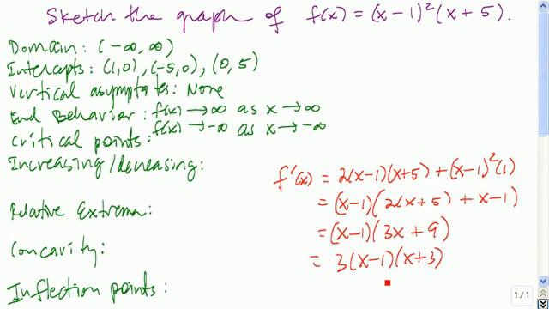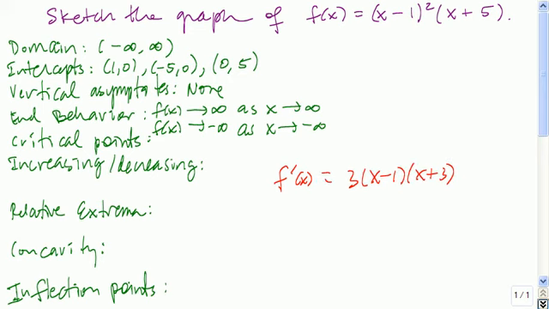Okay, so the critical points are the values of x that make this either 0 or undefined. So this is equal to 0 when x is either 1 or negative 3. This is always defined, so the only critical points are coming from these two numbers. Okay, when we list the critical points here, we actually want to list the y value also, because it's going to be giving us a specific point on the graph.